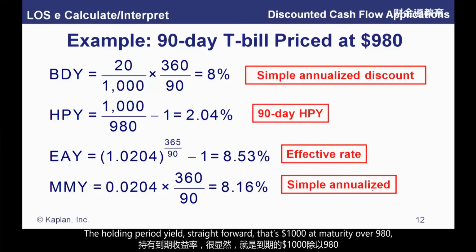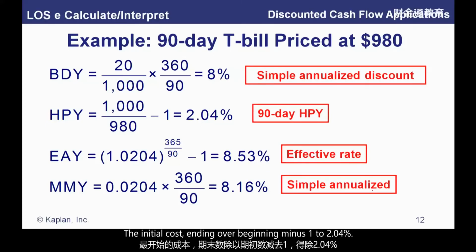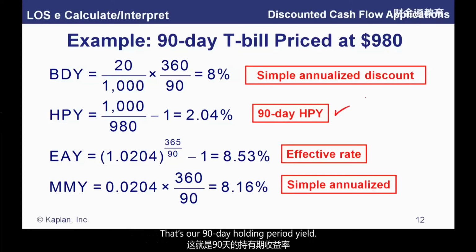The holding period yield, straightforward. $1,000 at maturity, $980, the initial cost, ending over beginning minus 1, 2.04%. That's our 90-day holding period yield. Well, we can annualize that.